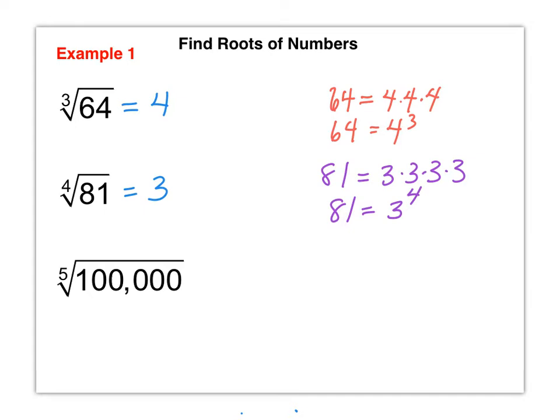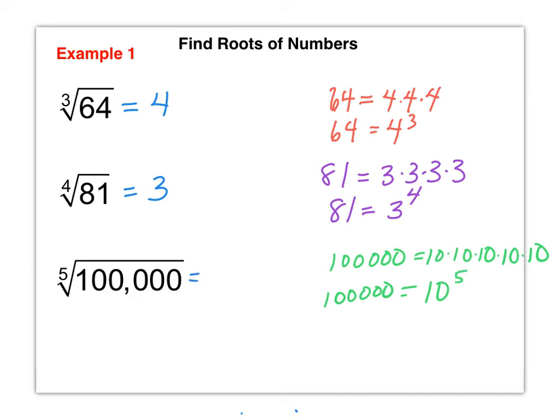For the fifth root of 100,000, we're looking for the way we write 100,000 as a number raised to the fifth power. So 100,000 is the same thing as 10 times 10 times 10 times 10 times 10. So 100,000 is the same thing as 10 to the fifth power. So we can simplify: the fifth root of 100,000 is equal to 10.